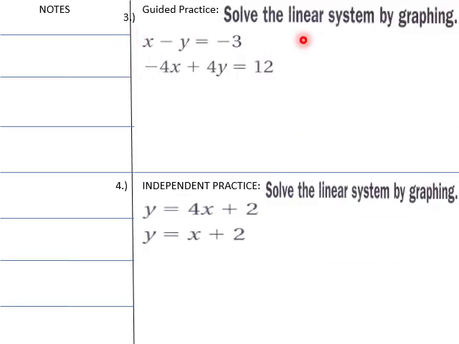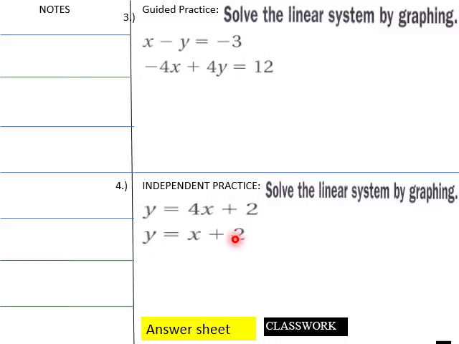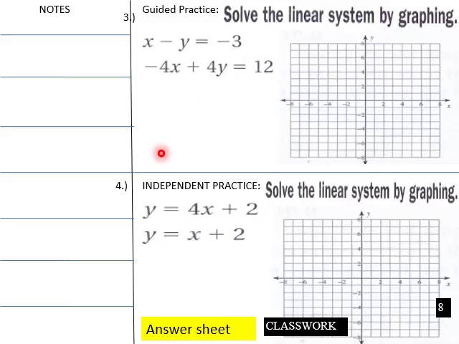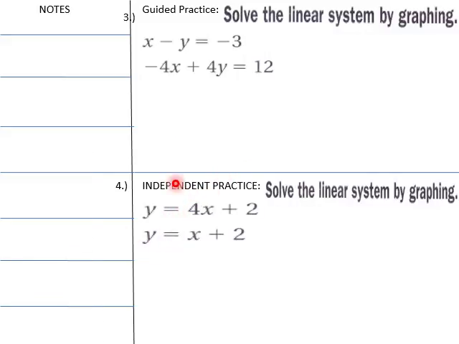Okay, so solve the linear system by graphing. Same for you down here, students. This is our guided practice up here. There's your grid. You'll have that on your class worksheet if you email me.